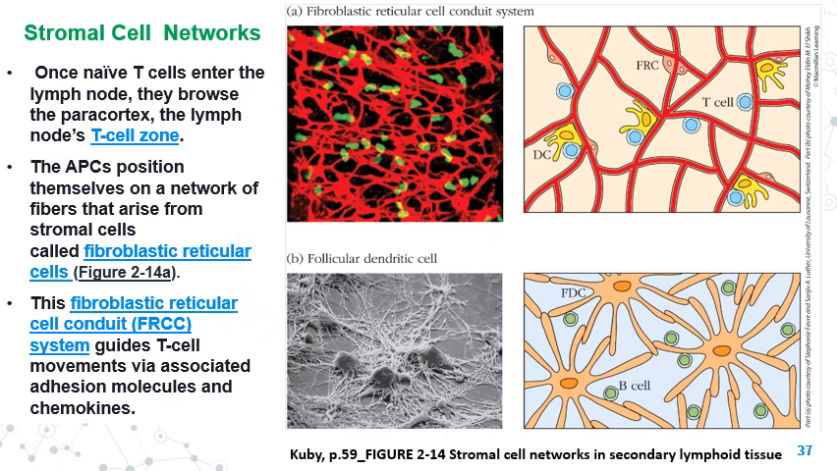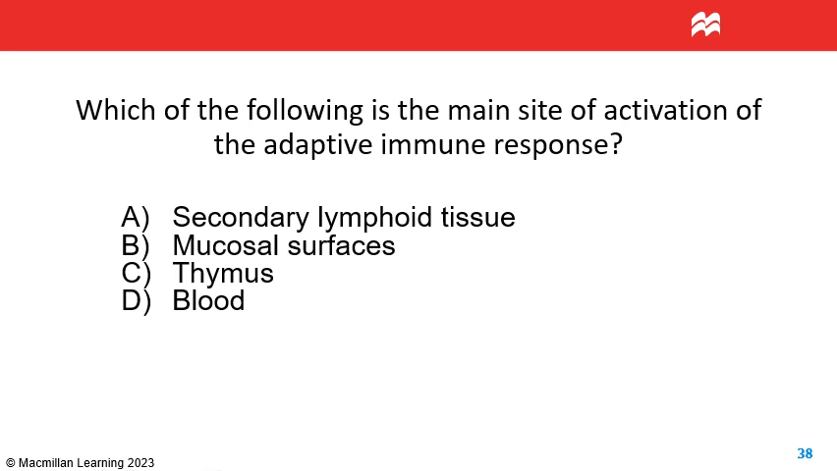Let me see what's important here. Oh, finally, your first question. Okay, the question: which of the following is the main site of activation of the adaptive immune system? Oh, okay, that's so easy. You shouldn't take more than like 2 seconds to answer this question.